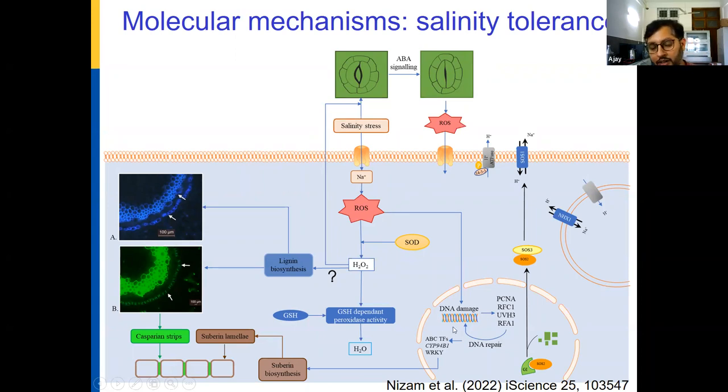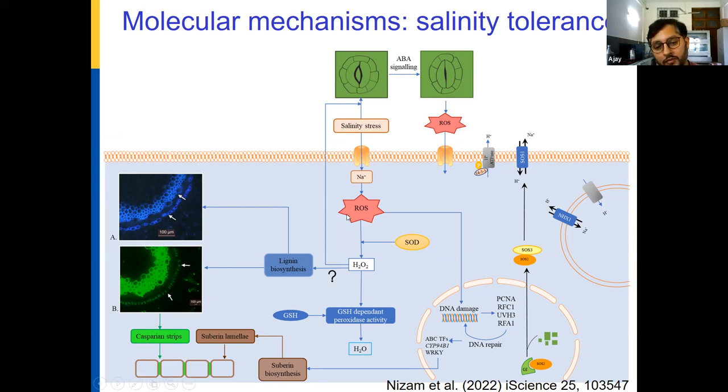They can cause DNA damage, and also they can cause lipid peroxidation. Which means that if they do DNA damage or lipid peroxidation, they will disturb the integrity of the cells. If that happens, then there will be damage to the plant itself. But when there is very, very high salinity, how do plants cope with it? Plants have different mechanisms.